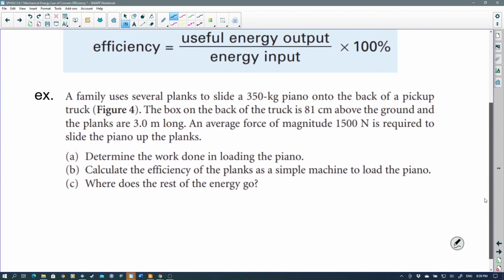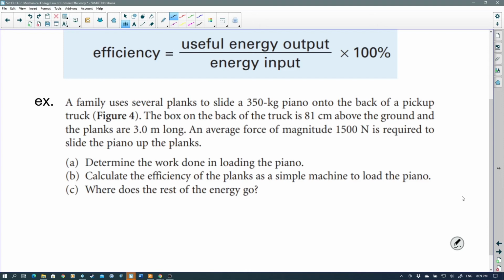A family uses several planks to slide a 350 kilogram piano onto the back of a pickup truck. The box on the back of the pickup truck is 81 centimeters above the ground, and the planks are 3 meters long. An average force of magnitude 1500 newtons is required to slide the piano up the planks. Determine the work done in loading the piano, calculate the efficiency of the planks as a simple machine to load the piano, and discuss where the rest of the energy goes.